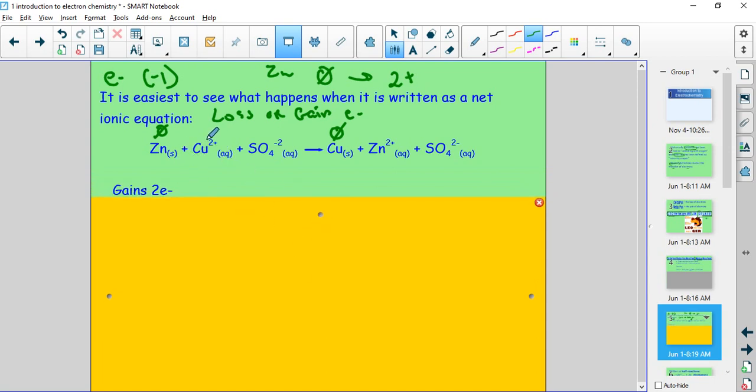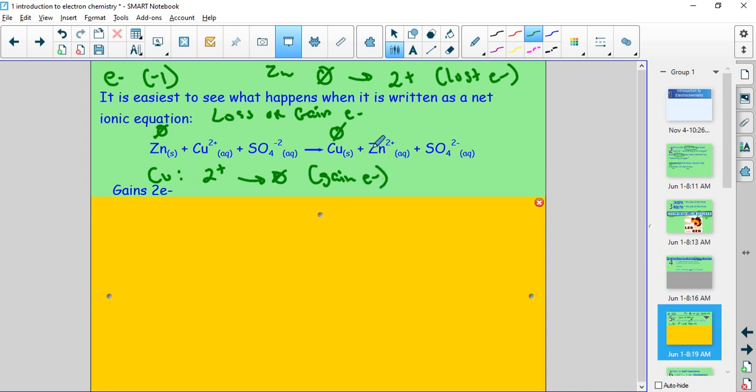Now copper went from a positive 2 charge to a 0 charge. It has gone from positive 2 to 0, so for it to have become more negative, it would have had to gain electrons. We saw that zinc lost, so we write that down here: zinc lost electrons. And here it looks like copper has gained electrons.